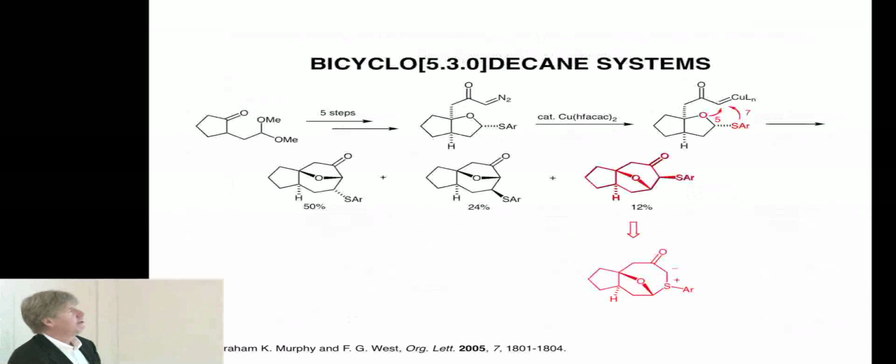Next, I want to take you back to this slide. Remember, we talked about this before. We got 3 products with this substrate. And this product here, I said, came not from the oxonium, but from the sulfonium ylide. And I want to highlight the fact that forming the sulfonium ylide should be geometrically quite a bit more difficult.